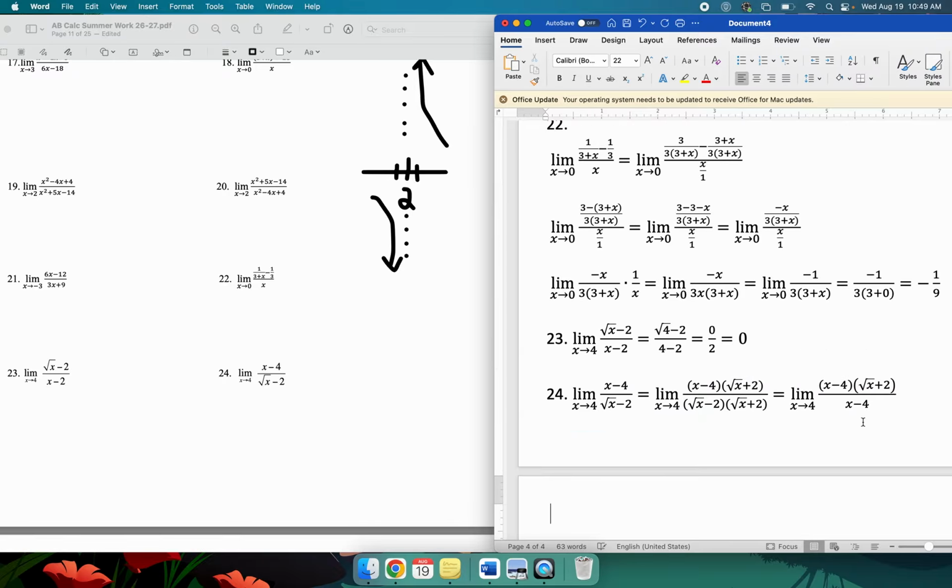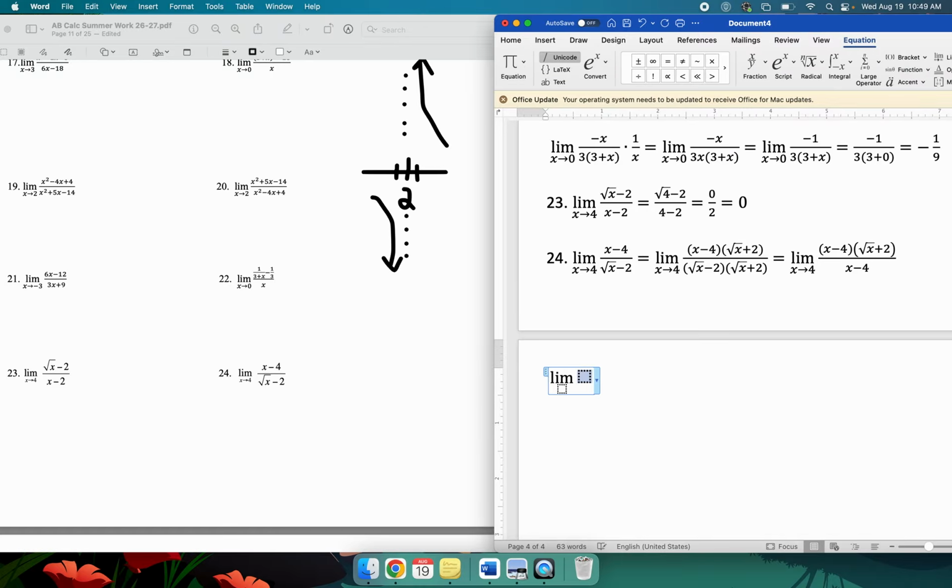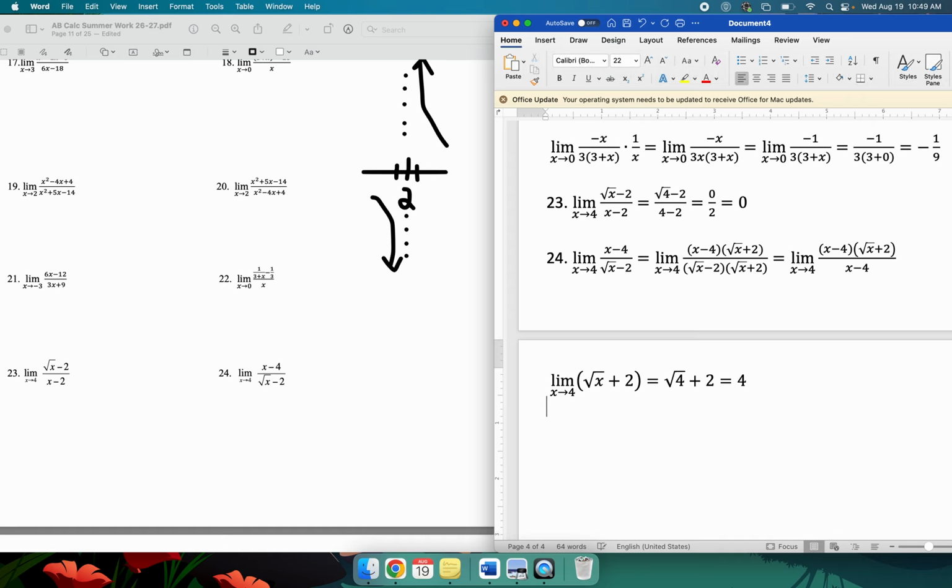So basically, when you're doing these conjugate problems, make sure you only multiply out the part of the fraction which involves the expression times its conjugate. Leave the other part of the fraction in factored form. So the x minus 4's cancel, and we just have root x plus 2. If I plug 4 into that, I get root 4 plus 2, which is 2 plus 2, which is 4.